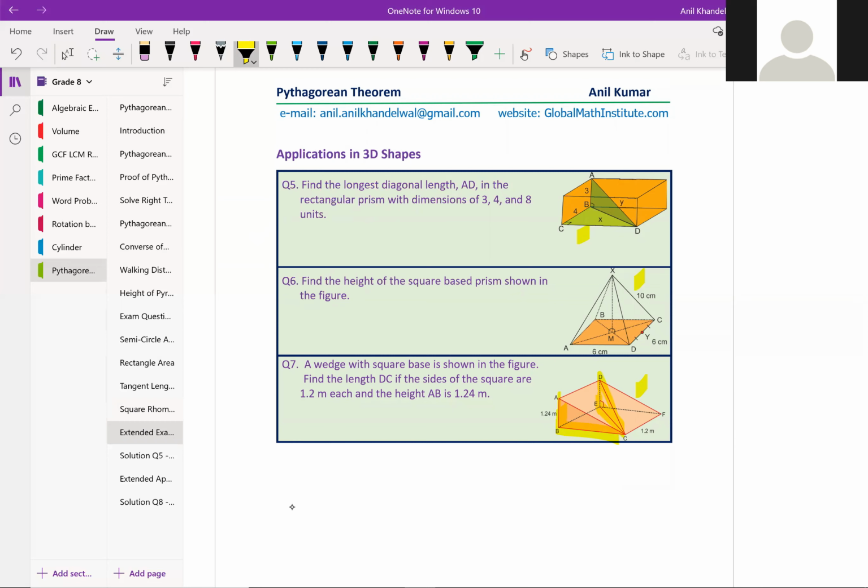Find the longest diagonal length AD in the rectangular prism with dimensions of 3, 4, and 8 units. Question 2. Find the height of the square base prism shown in the figure. Question 3. A wedge with square base is shown in the figure. Find the length DC if the sides of the square are 1.2 meters each and the height AB is 1.24 meters.